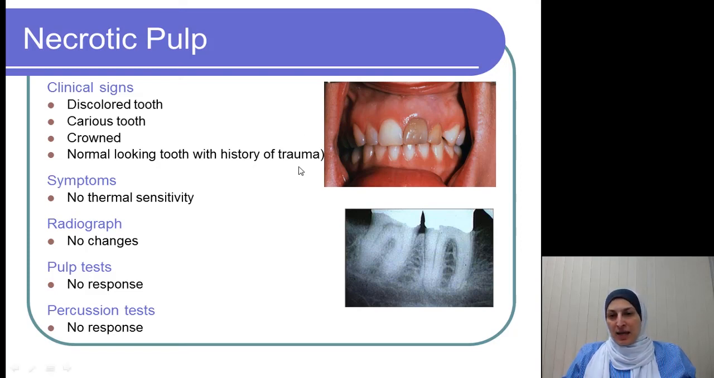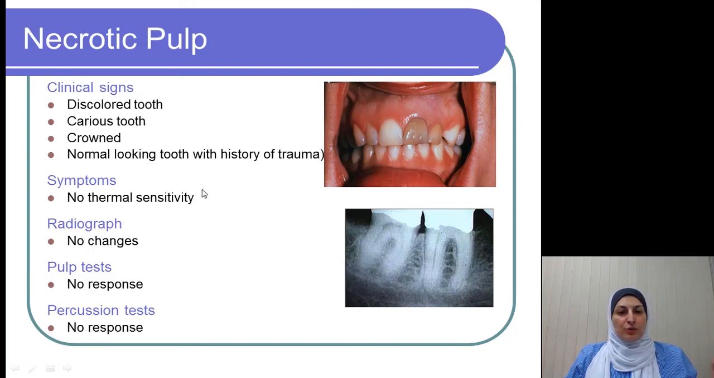Necrotic pulp can be presented, as you can see here, with just discoloration. There is a discolored tooth, and usually this is induced by trauma. So when you see discolored teeth, just ask about the history of trauma. There is a reason why the pulp died in that tooth. If you cannot see caries, check for trauma. The tooth could be crowned, or could be, as I said, a normal, healthy looking tooth if the trauma history was recent, so they didn't have time to change the color of the tooth.